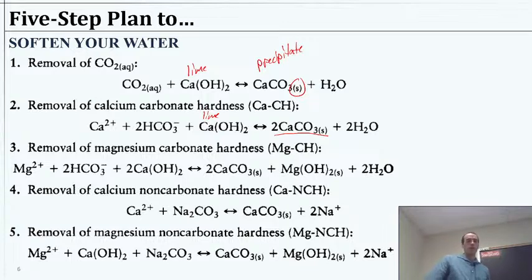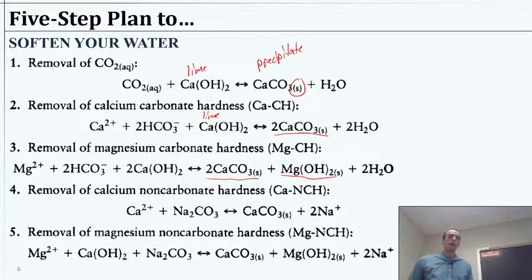Okay, number 3 then is removal of magnesium carbonate hardness. It's very much the same sort of a deal. We have magnesium and we are reacting that with bicarbonate that's in the system. And we're doing so by adding lime to precipitate 2 things. Here we have calcium carbonate again and magnesium hydroxide solid. So we'll be precipitating both of these.